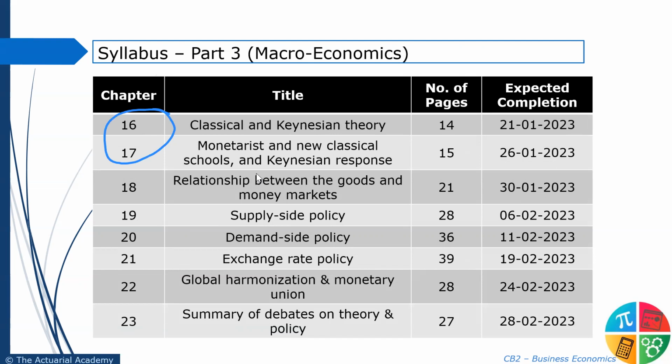There can be two different minded people. So as you can see, classical and Keynesian theory. Then here, it's a monetarist and Keynesian response to those theories. So there are different groups of people, different groups of economists. Like in our case, how many political parties there are, everyone's opinion is different.